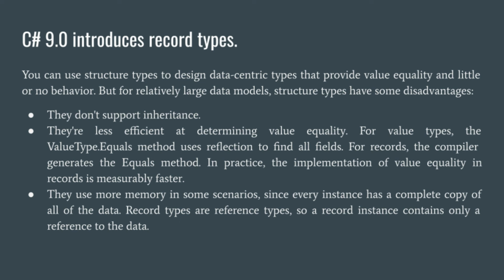They use more memory in some scenarios, since every instance has a complete copy of all of the data. Record types are reference types, so a record instance contains only a reference to the data.